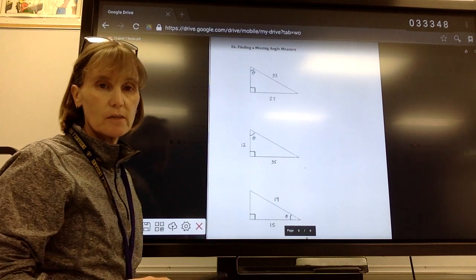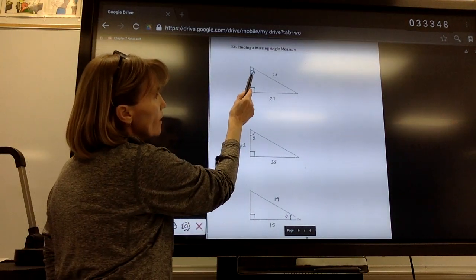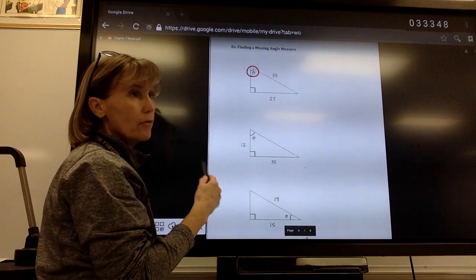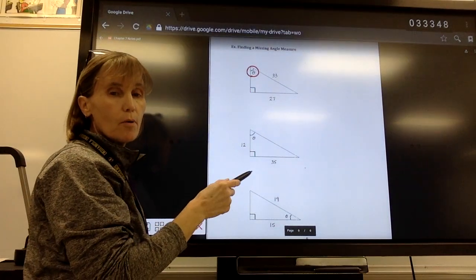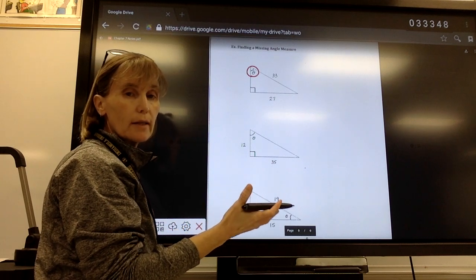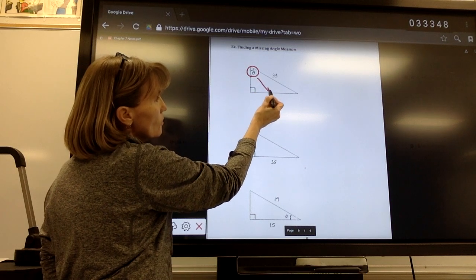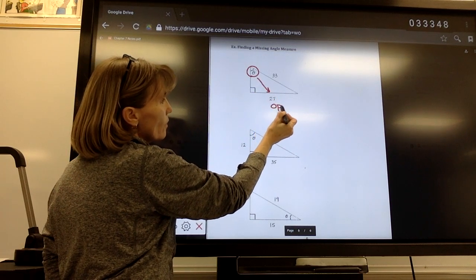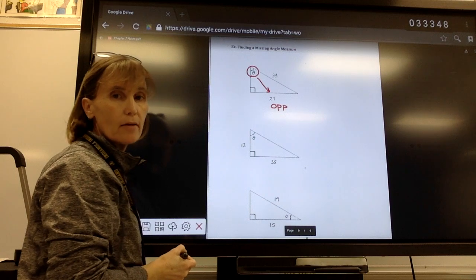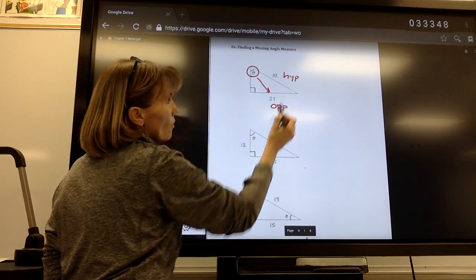We do this in a very similar way to finding the missing side length. Since this is the angle measure we're trying to find rather than the angle measure given, we still want to determine which sides of the triangle are labeled in reference to that angle. When I look across here, this would be the opposite side of the triangle from that angle theta, and this would be the hypotenuse of that triangle.